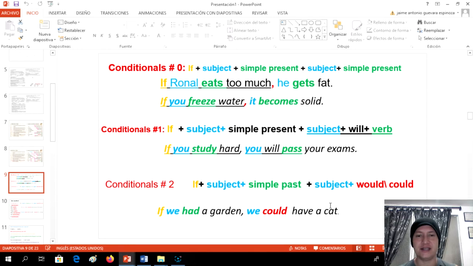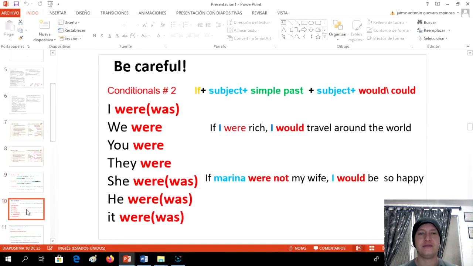But you have to keep in mind this. One thing, when you have to use the verb to be, it's a good idea to use were with all the personal pronouns. But if you like, use was: I was, she was, he was, and it was. But I prefer to use were with all of them, only in the conditional. Don't forget this.